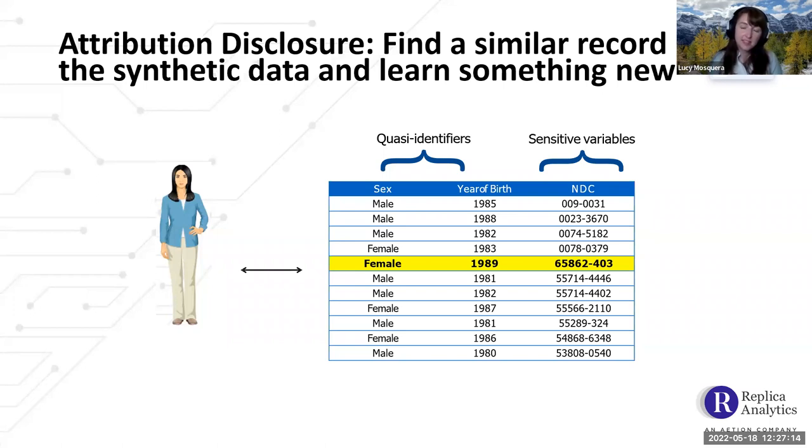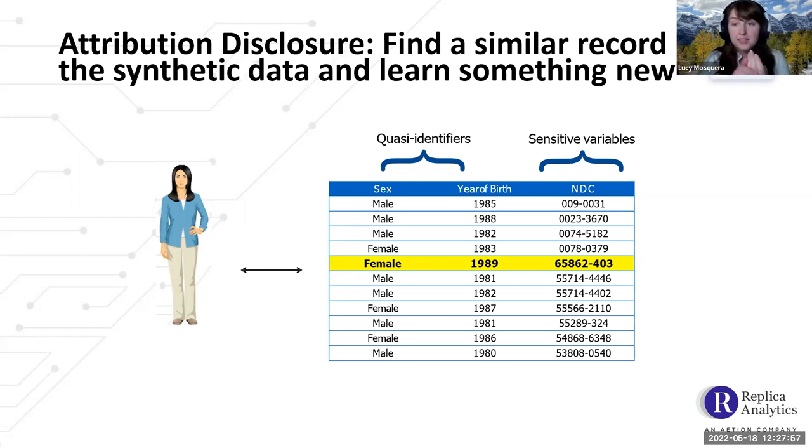Because your data set has been synthesized, just because you find an individual in your synthetic data set who looks similar to an individual in the real world doesn't necessarily mean that a harm will occur from a privacy perspective. For example, this lady in the blue cardigan, we know that she's female and was born in 1989. Considering this synthetic data set, we can attack it using those quasi-identifier variables of sex and year of birth. Going through the data set, you can see, boom, the yellow highlighted row, we've matched the lady in the blue cardigan to this specific observation in our synthetic data set.